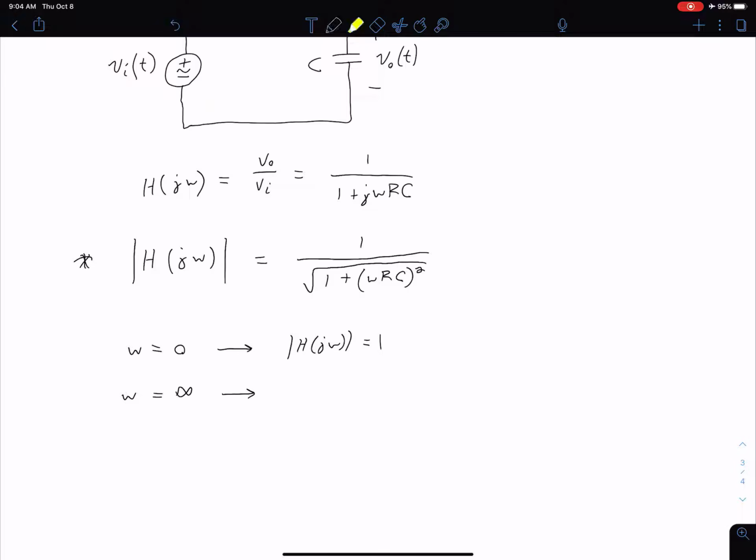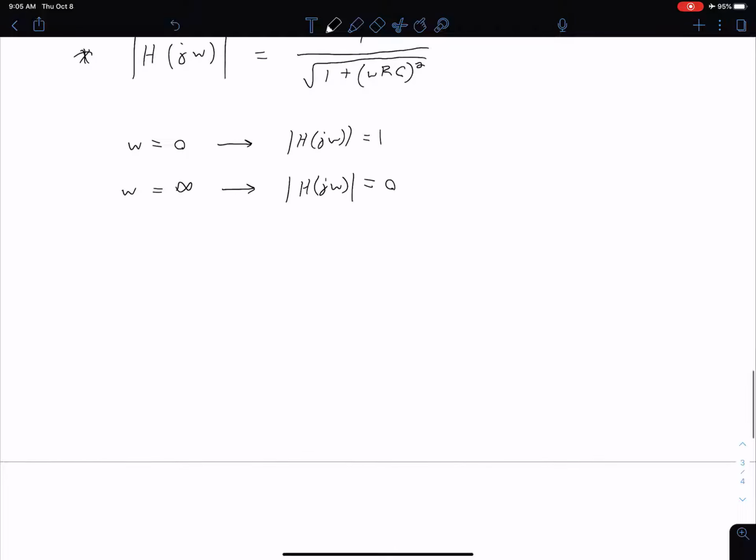Now, our other extreme case is, let's say omega goes towards infinity. What is going to be happening then? Again, we're considering this omega here. If that number gets really large, it's going to dominate, and we can essentially ignore the 1. Then we have a really large number squared, take the square root of it, so we'll basically have omega RC in the denominator. And 1 over a really large number is going to be a really small number, approaching 0. So H of j omega is equal to 0 as omega gets really large. So we know that this fits our behavior for our ideal low-pass filter.